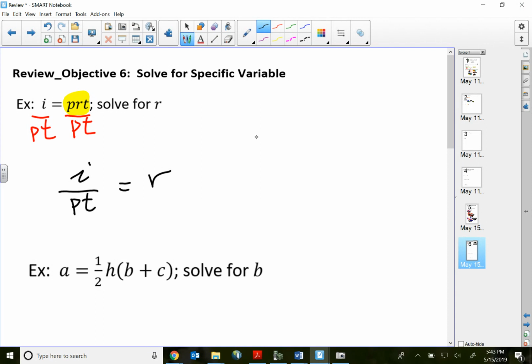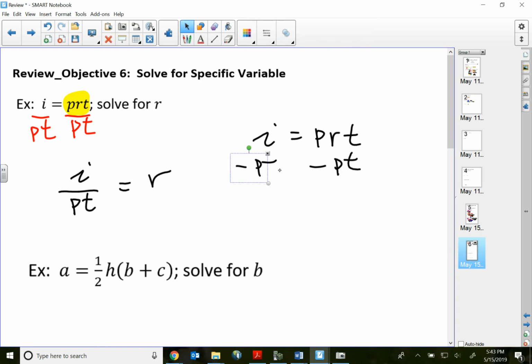A lot of times students make a mistake, saying, "To get R by itself, I have to subtract PT." You cannot say subtract PT, because when we add or subtract something on both sides, what we are adding or subtracting is considered a term. PT is not a term. PT is actually a coefficient inside the variable term. So be careful about making those kinds of mistakes.